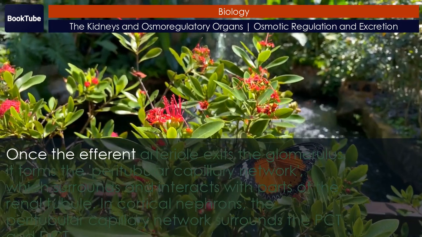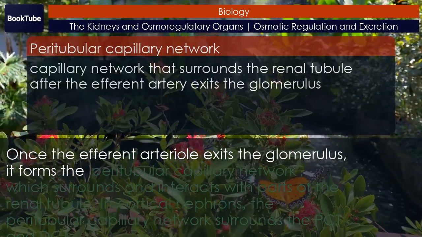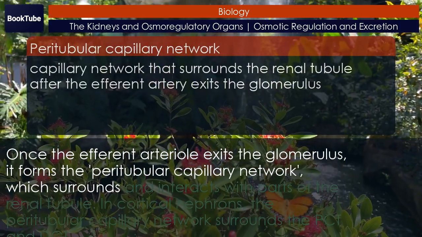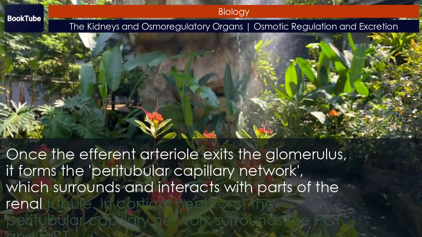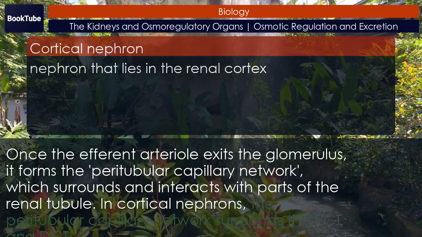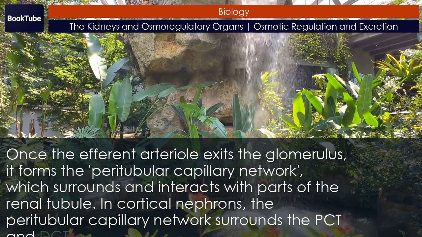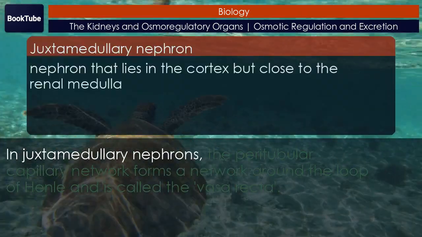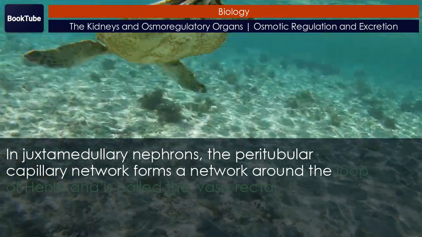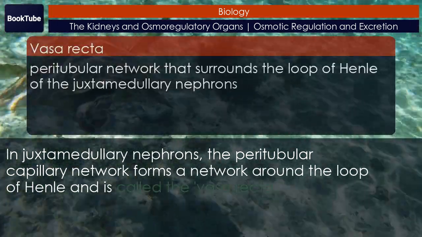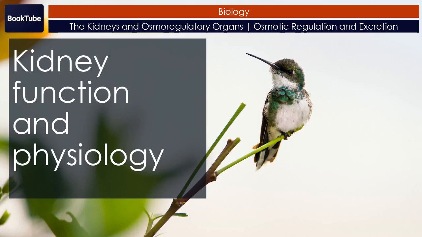Once the efferent arteriole exits the glomerulus, it forms the peritubular capillary network, which surrounds and interacts with parts of the renal tubule. In cortical nephrons, the peritubular capillary network surrounds the PCT and DCT. In juxtamedullary nephrons, the peritubular capillary network forms a network around the loop of Henle and is called the vasa recta. Kidney function and physiology.